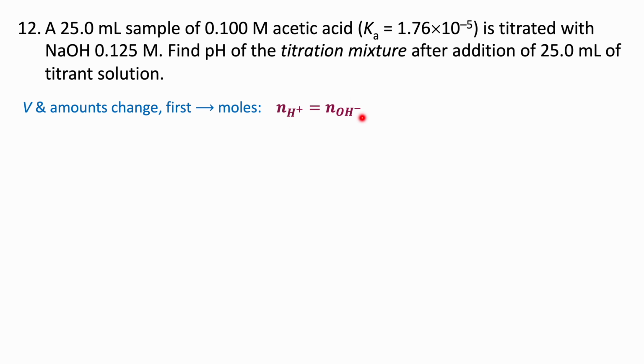This equation is the most important part in these types of problems. Number of protons reacted is equal to the number of hydroxide ions reacted. With that, we have to calculate the amounts of each one of those species that are coming respectively from your acid and your titrant or base.